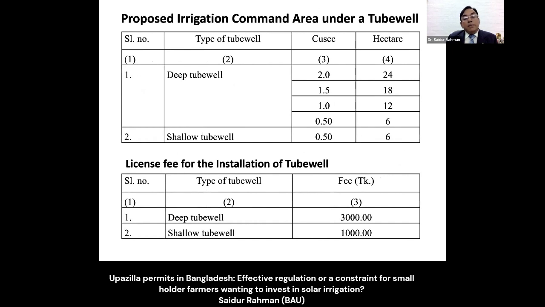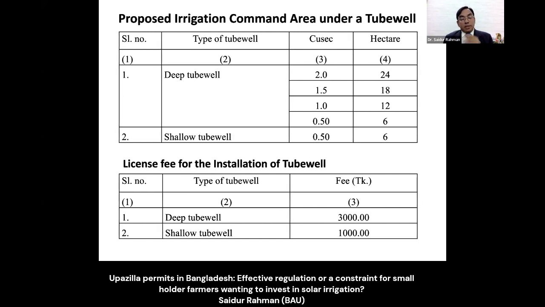And we can see how many acres we can cultivate under a deep tube well or shallow tube well is based on the QSEC, something like that. And if finally a farmer gets licensing approval, he or she has to pay 3,000 Bangladeshi taka for deep tube well installation, and for a shallow tube well it is 1,000 taka. These are the provisions they mention in the regulation.